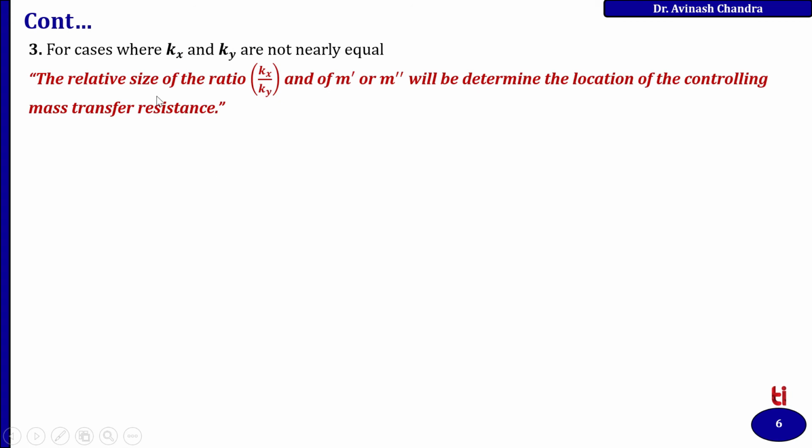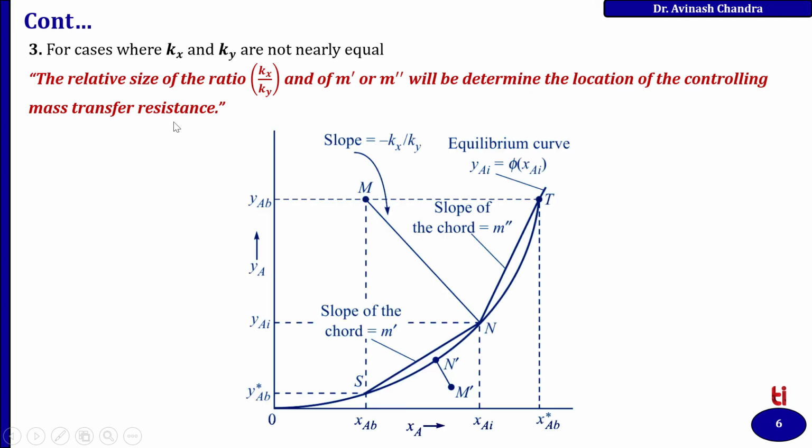So for cases where Kx and Ky are not nearly equal, there is a third consequence. In that case, the relative size of the ratio Kx upon Ky and of M dash or M double dash will determine the location of the controlling mass transfer resistance.